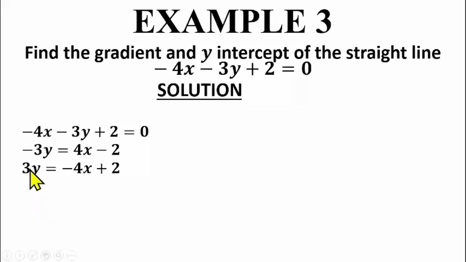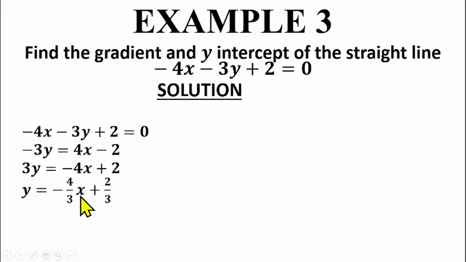Now we can divide both sides by 3. If you divide this one by 3, you have minus 4 over 3x. Divide this one by 3 as well, you have plus 2 over 3. Now we can see that this has been expressed like the general equation of a straight line, which is y is equal to mx plus c.